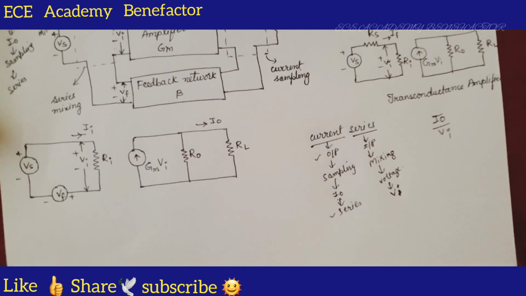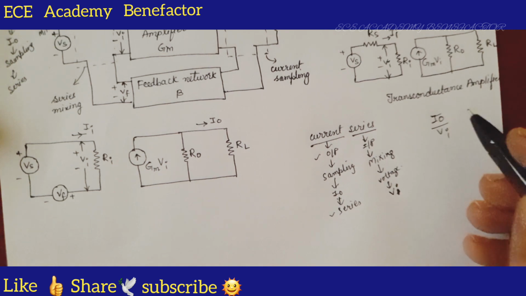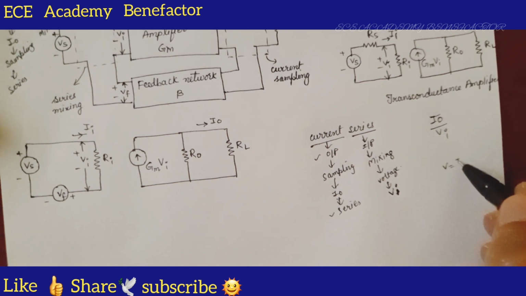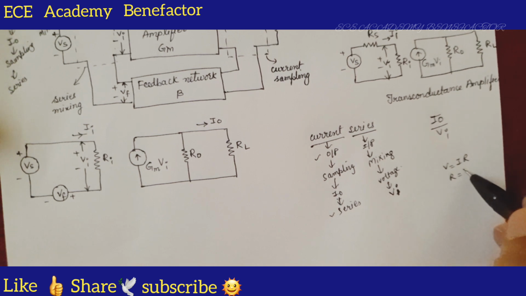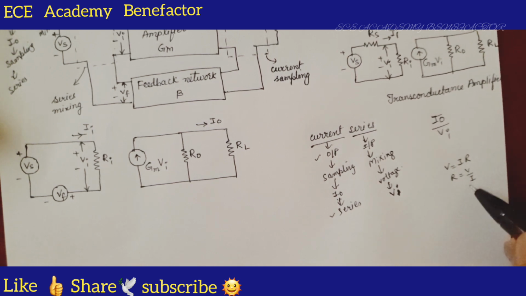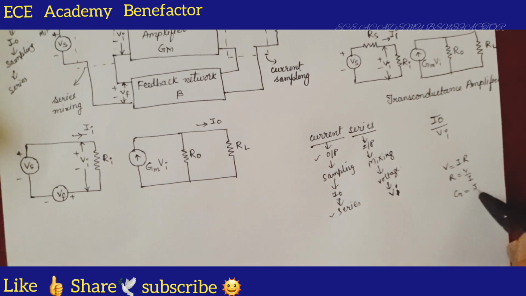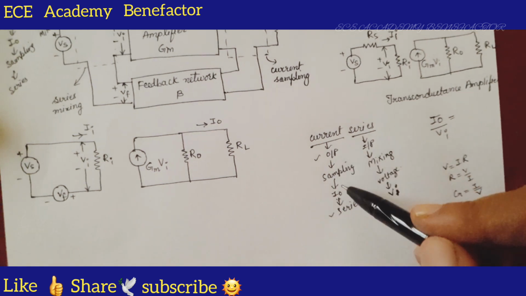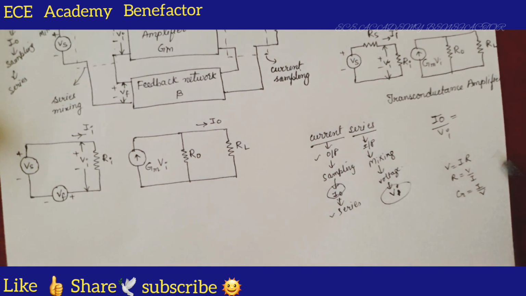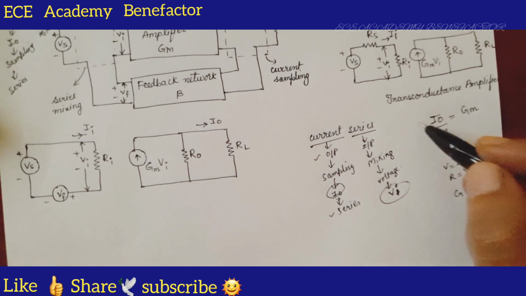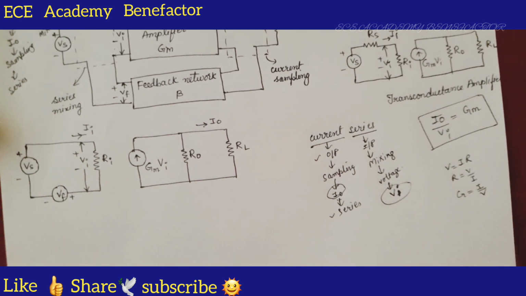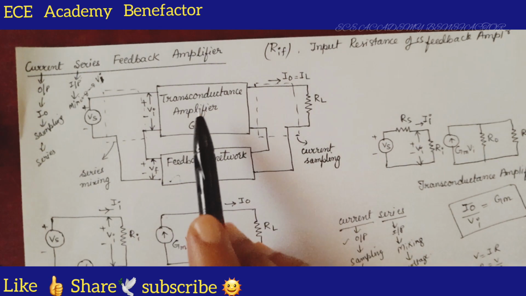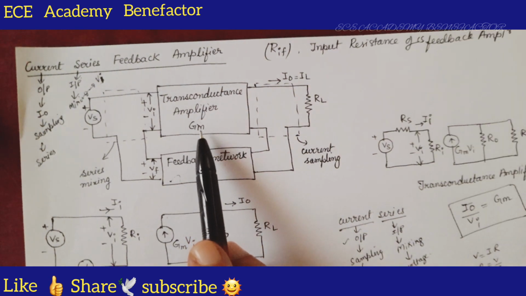So, I by V, what is it? Ohm's law you know, V is equal to IR. So, what is R equal to? V by I. What is the reciprocal of V by I? It is G, transconductance. The I by V ratio is transconductance. So, this I0 by Vi is known as GM, transconductance. So we need a transconductance amplifier, a transconductance amplifier of gain GM.